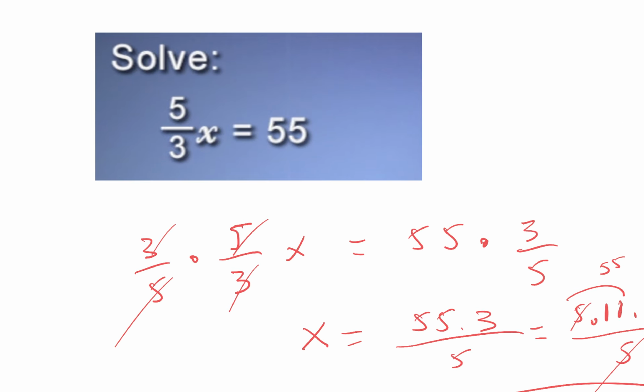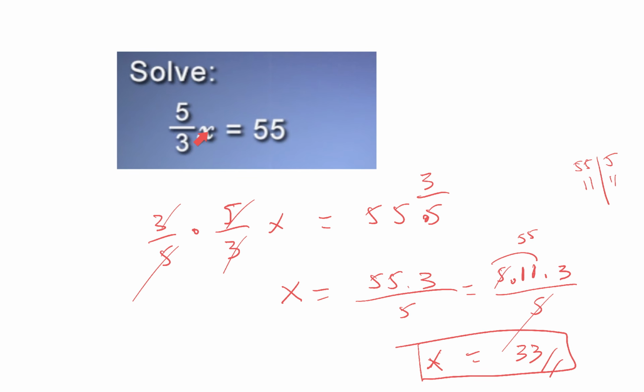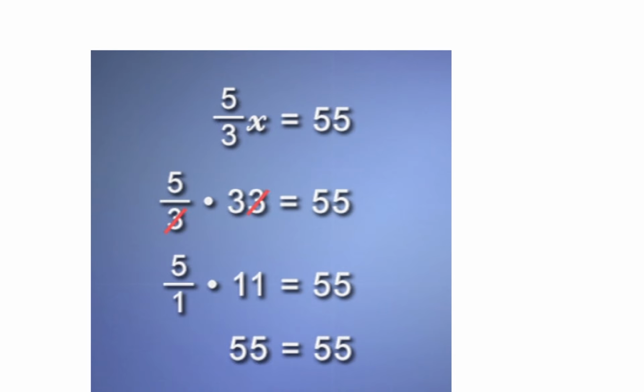And of course, we can check by plugging in 33 here, because the x is 33. If I plug in 33 here, 33 divided by 3 multiplied by 5 is 55. Yes, you can check it. And now, this is what we have done. This is the equation, and we have multiplied by 3/5.